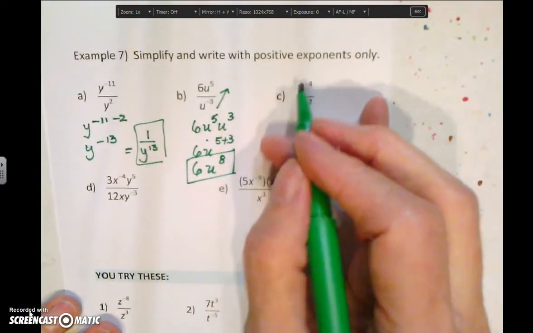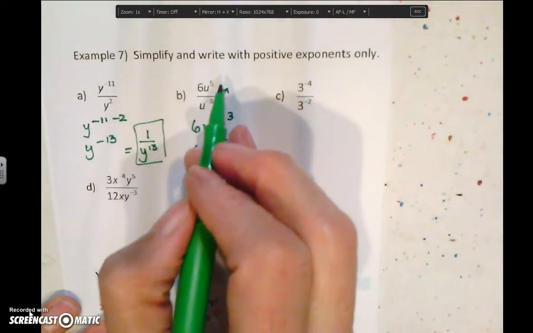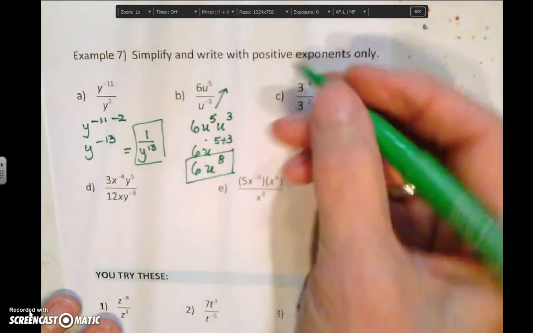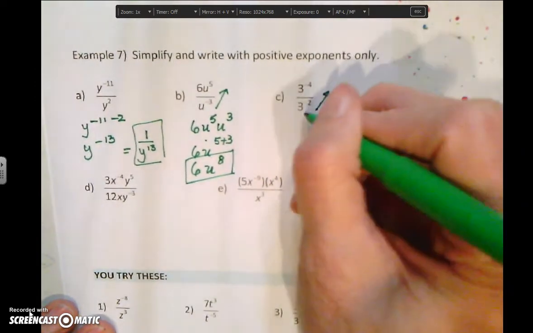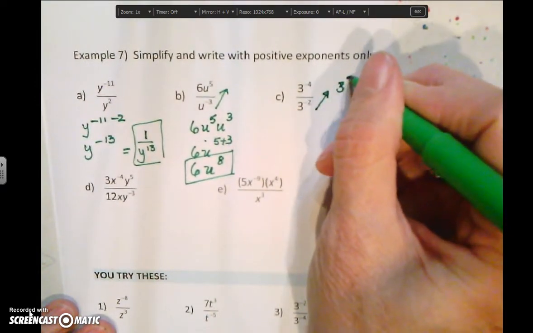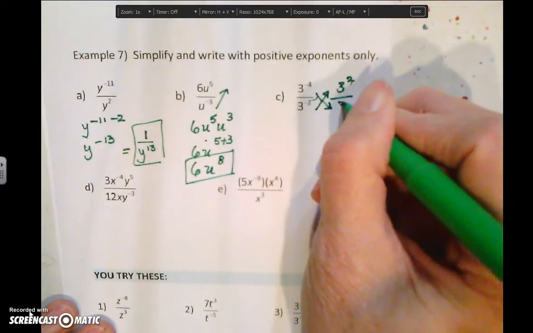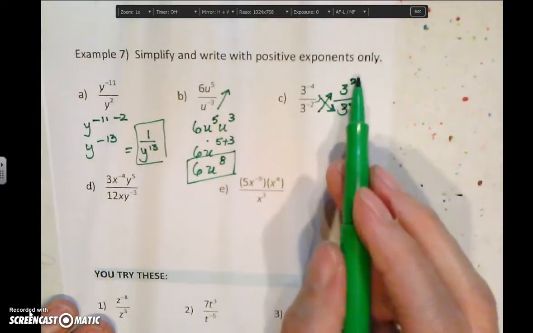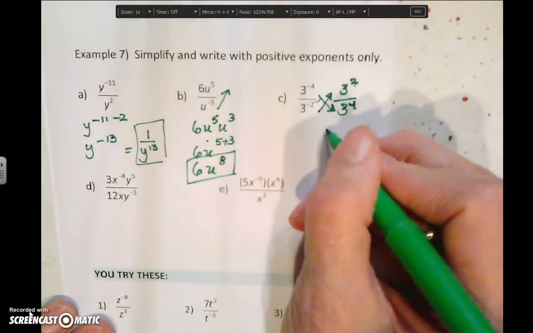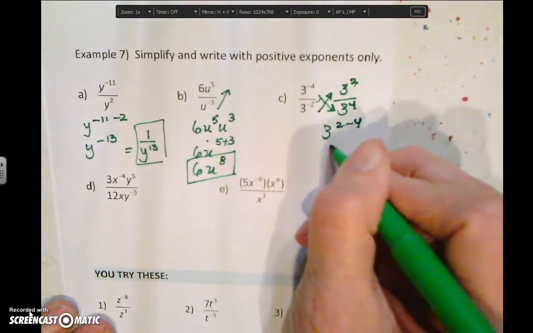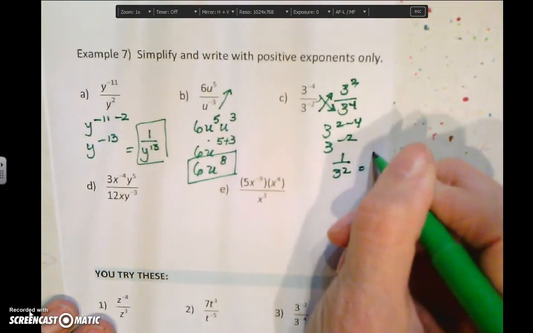So for C, again, you have your choice. You can either do it like I did this one where I did the subtraction, or you can make your exponents positive. So let's make our exponents positive on this one. So I'm going to move this up. It's going to become 3 squared. Move this down. Oh, that's 3 to the 4th. And you can kind of see where this cancels. I'm going to get 2 minus 4, which is 3 to the negative 2, which is 1 over 3 squared, which is 1/9.